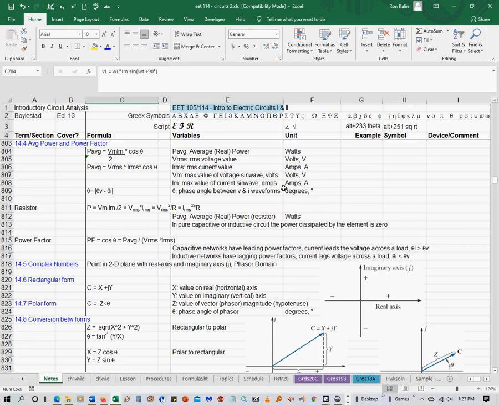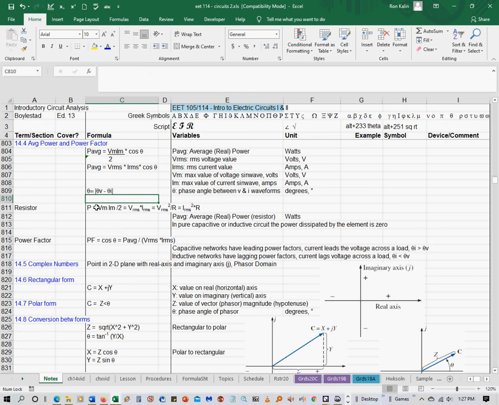Chapter 14 continued. This is section 4, average power and the power factor. So the formulas of note: if you want to find the average power, you could take the maximum voltage and current divided by 2 and multiply it times the cosine of the angle in between the V and I waveforms.